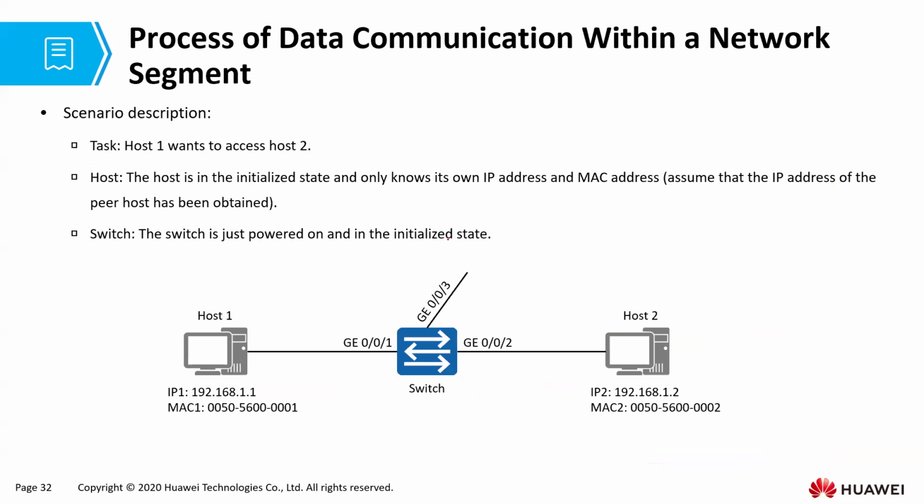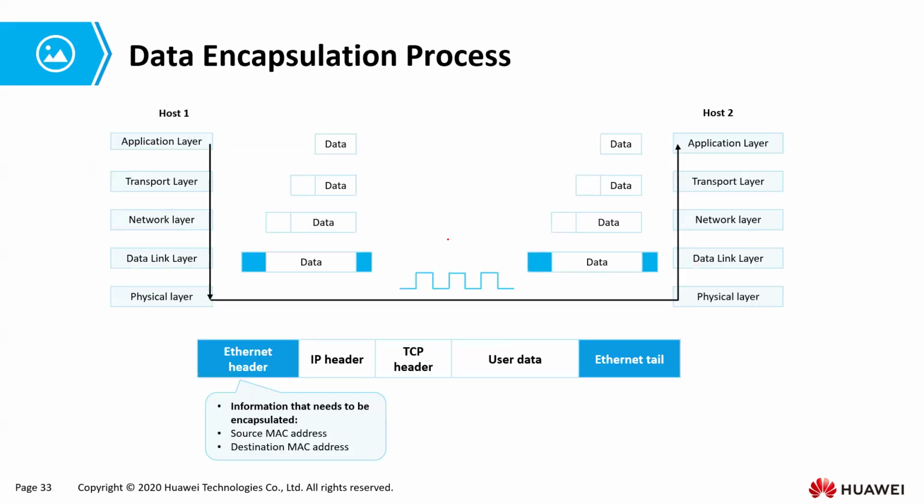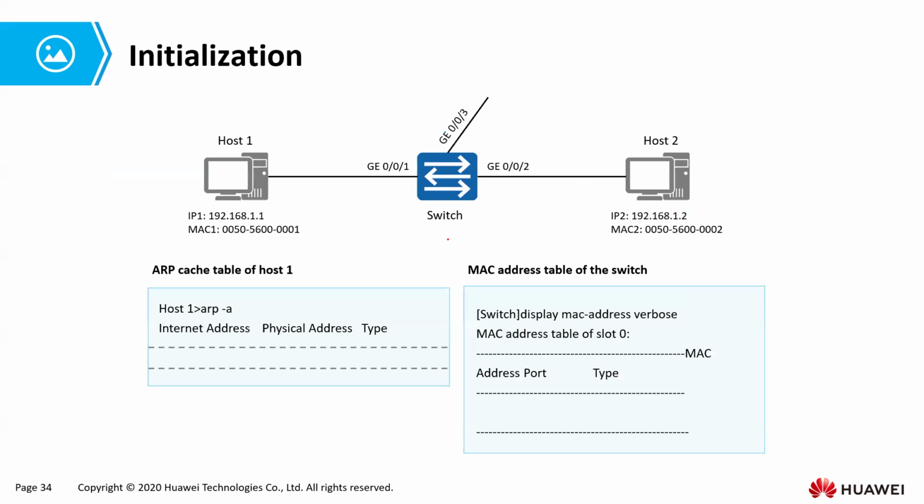Process of data communication within a network. Host 1 wants to access host 2. Host is initialized. In the initialized state, it only knows its IP address and MAC address. Assume that the IP address has been obtained. Switch is powered on, initialized state. We've covered this. Then encapsulation, we've covered this. Then initialization, ARP cache.